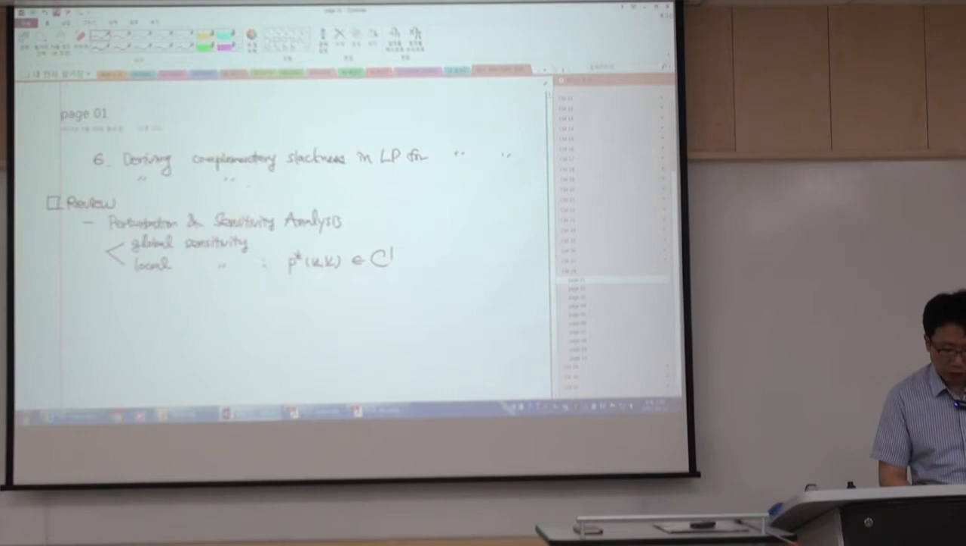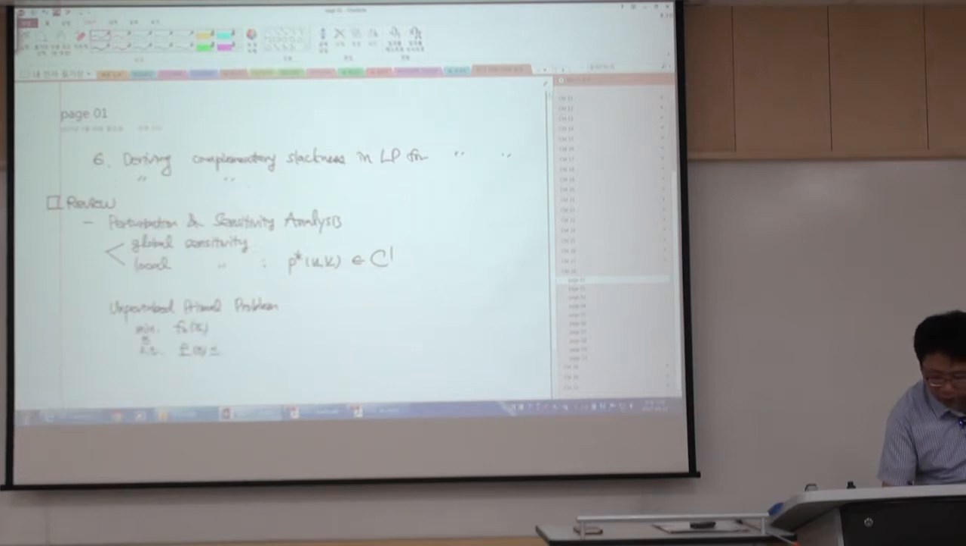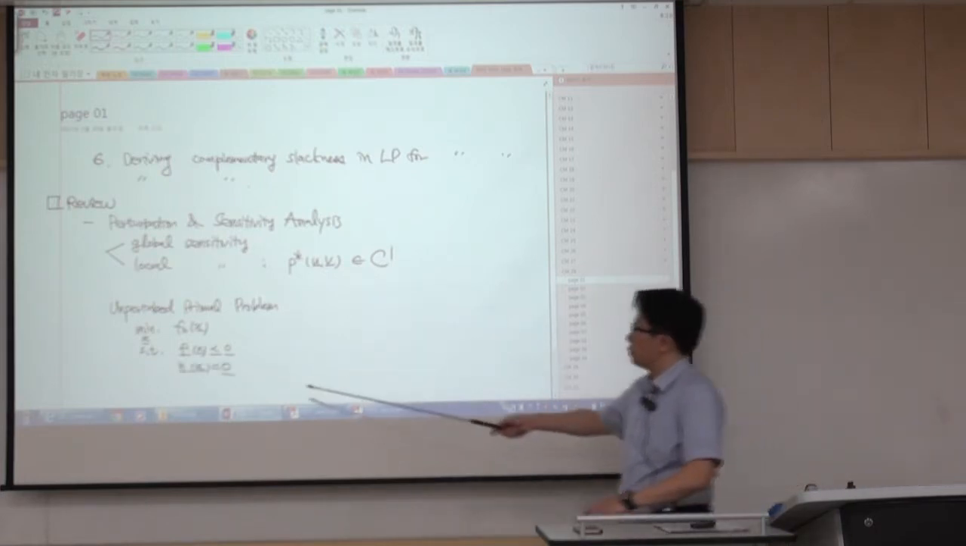Given that, we define the so-called unperturbed problem and perturbed problem. The unperturbed primal problem looked like what? Just the standard constrained optimization problem with equality and inequality constraint functions. So we have f0 of x as the objective function, subject to the inequality constraint functions satisfying this inequality, and the equality constraint functions having this condition.